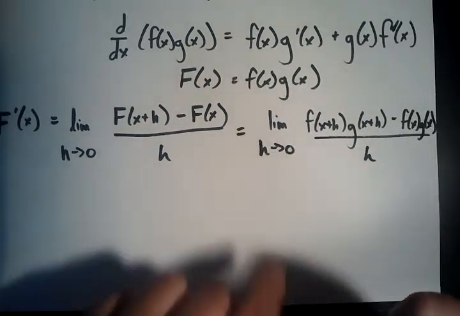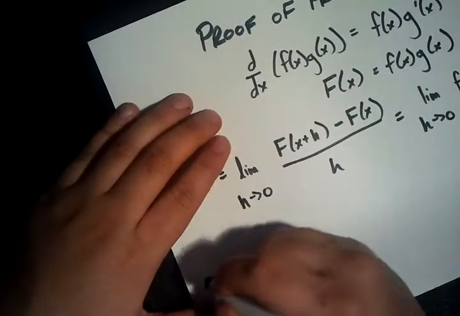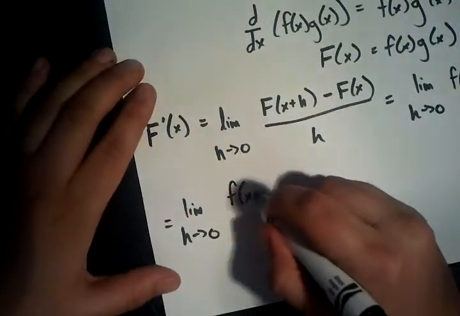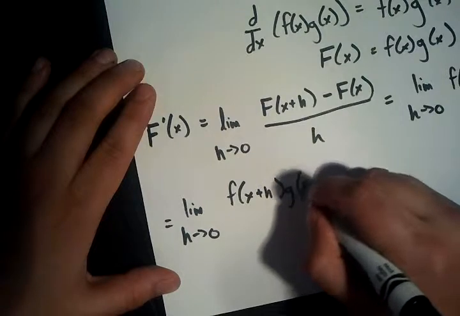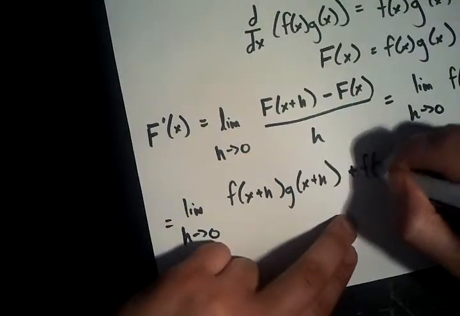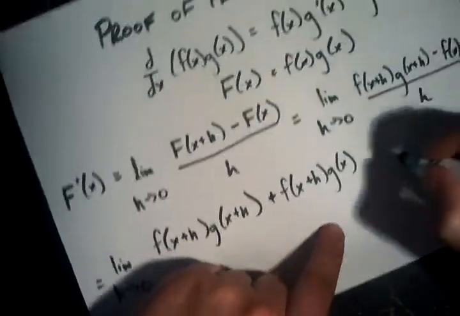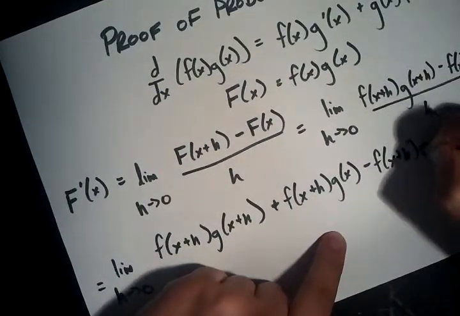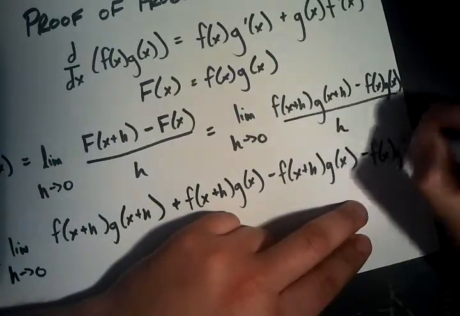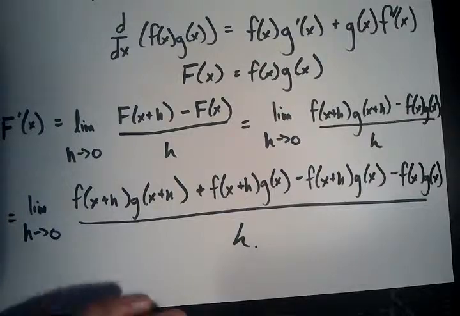On the numerator, we're going to add and subtract a term of f of x plus h times g of x. So I'm going to do it down here. It equals the limit as h approaches 0 of f of x plus h, g of x plus h, and then we're going to add and subtract the same term, which is f of x plus h, g of x. We're going to subtract f of x plus h, g of x, and then we're going to subtract the term that's already there, f of x, g of x. And this is all over h. I'm going to get a different piece of paper and continue.